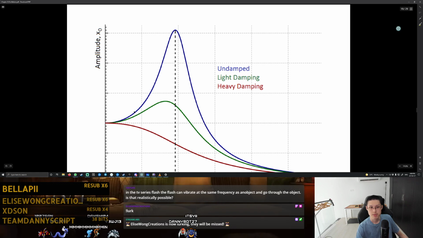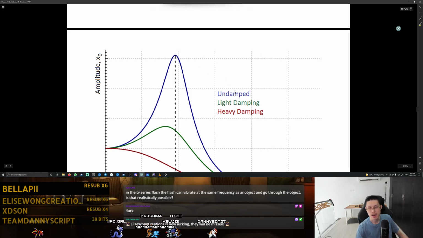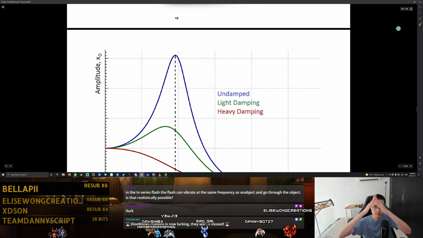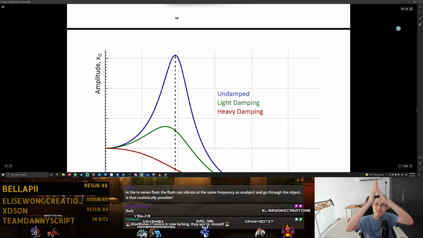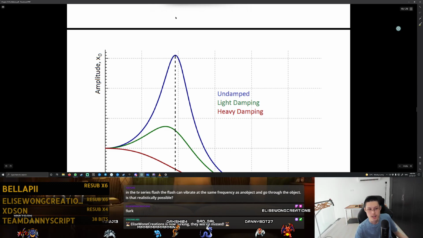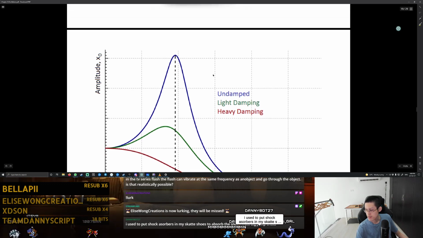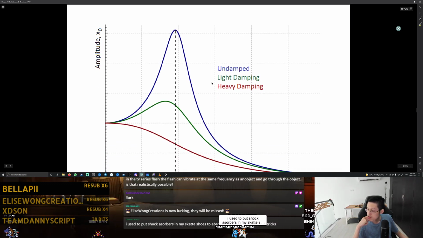If it's undamped, you go all the way up here. Well, technically, if it's undamped in an ideal situation, the peak would actually be infinite, and it would be completely sharp. It's like a pointy peak, and it stretches all the way to infinity. Obviously, that's not realistic. You don't actually get something like that in real life.